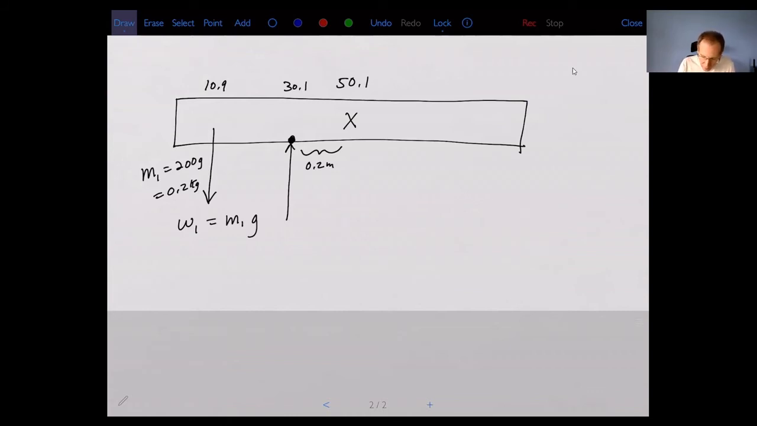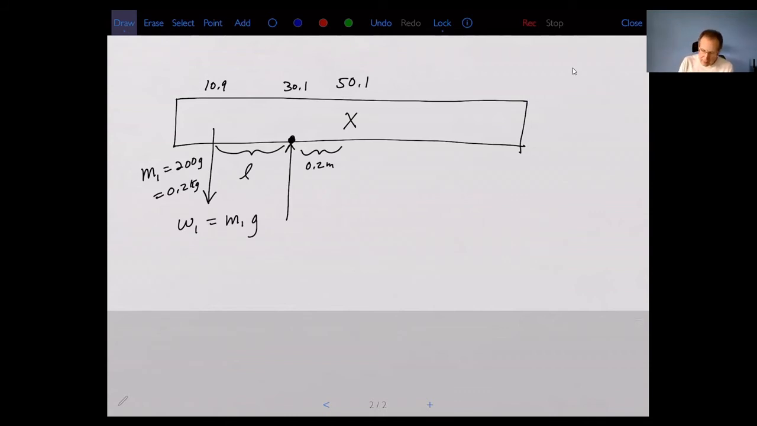Okay, so what I want you to do is figure out what this moment arm is, which in this case I'm going to call L. And then I want you to calculate the sum of the torques, set it equal to 0, and then use that to figure out the mass of the meter stick.